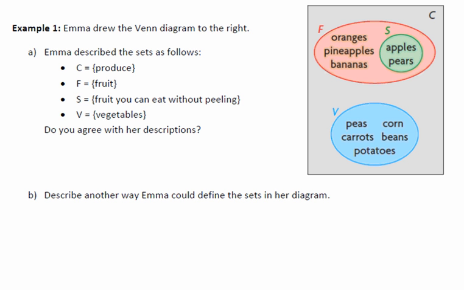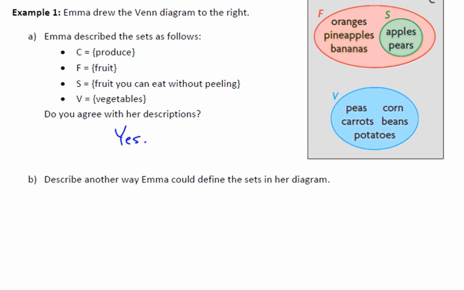Okay, so here Emma said, C we're going to make produce, so all of this is produce. F is fruit. S she called fruit you can eat without peeling. And V she called vegetables. Do you agree with her descriptions? Yes? Okay. It's not a fruit, so it's not inside, right? She specifically said fruit you can eat without peeling for S. Describe another way Emma could define the sets in her diagram.